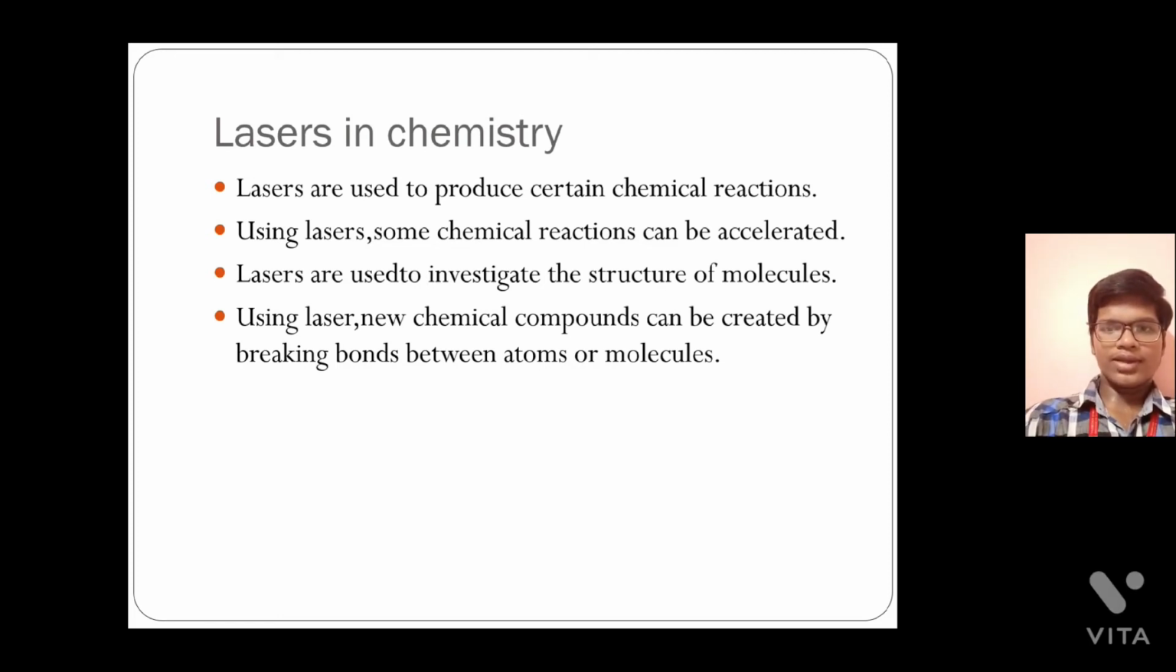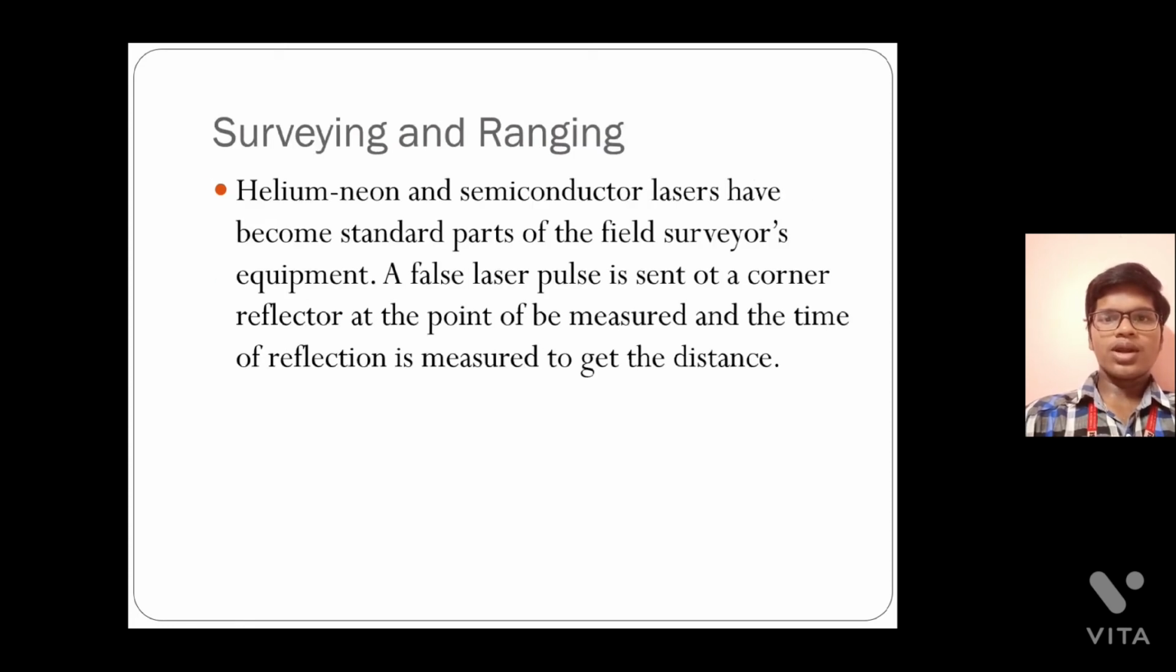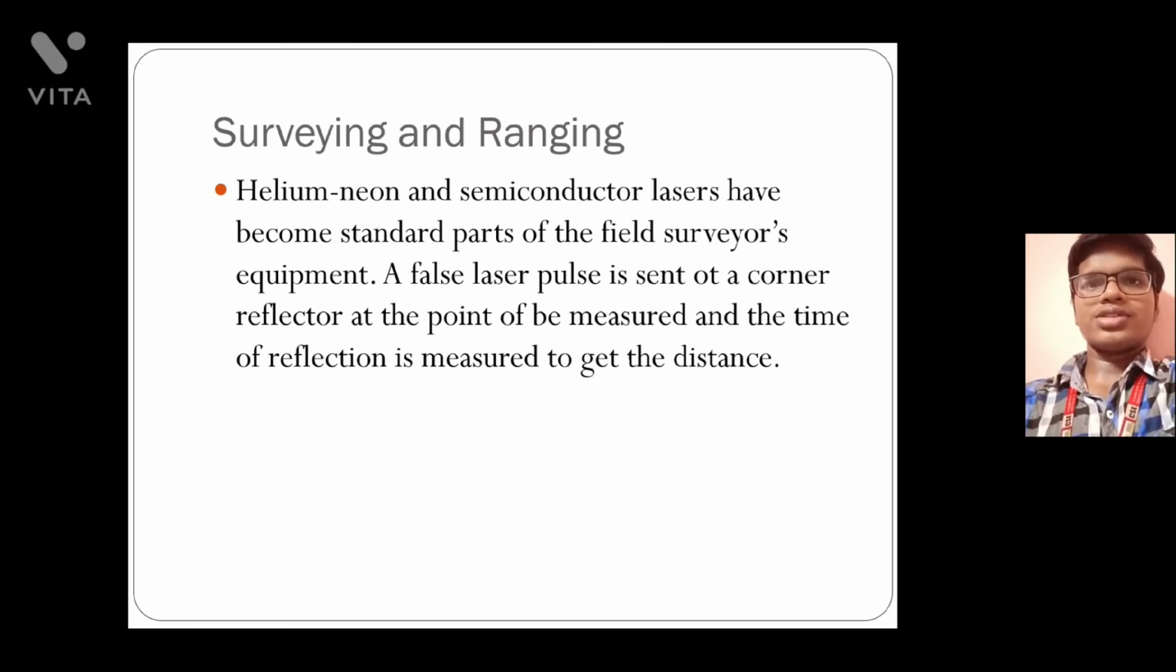In surveying and ranging, helium neon and semiconductor lasers have become standard parts of the field surveyors' equipment. A fast laser pulse is sent to a corner reflector at the point to be measured, and the time of reflection is measured to get the distance.